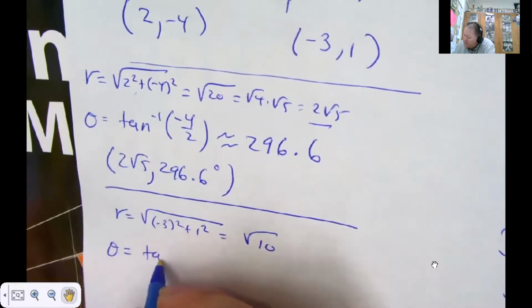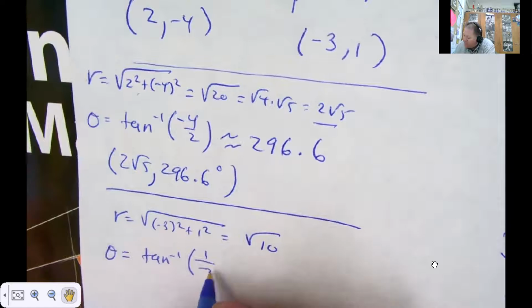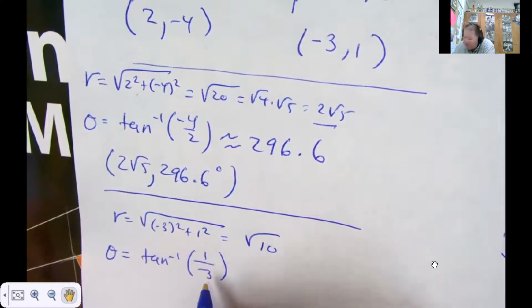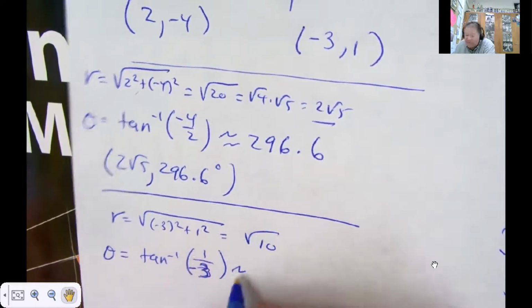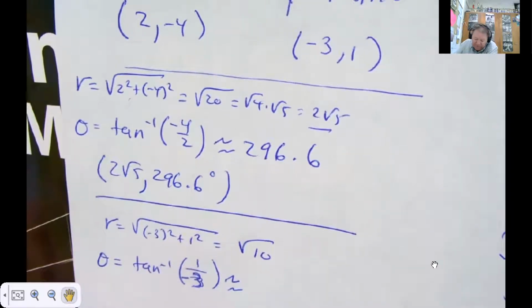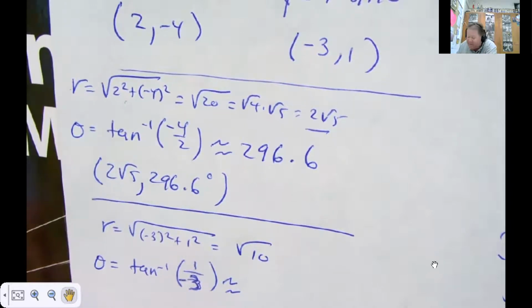Theta is the arctangent of y over x, would be 1 over negative 3. And again, that's not a unit circle value. It's terrible looking, negative 3. That's not a unit circle value, so I'm going to have to get a calculator and do it. It's going to be the arctangent of negative 1/3. And I'm getting negative 18 degrees.